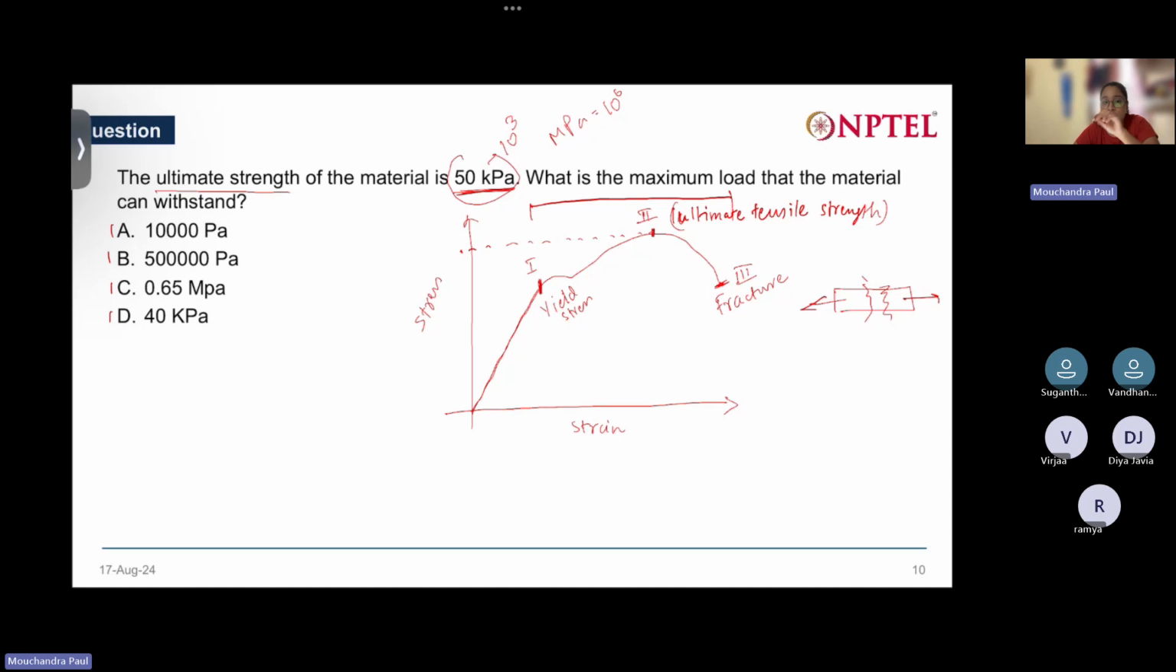Let me know which part you are not understanding. Maybe I can try to reframe my explanation in a better way. But I have to know where the gap is. You are the one who can tell me. So which of these options A, B, C, D has a value less than 50 kilopascal?